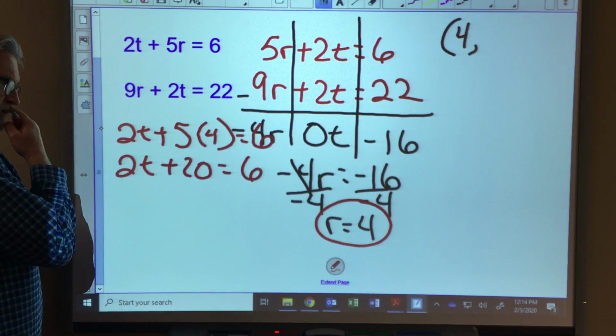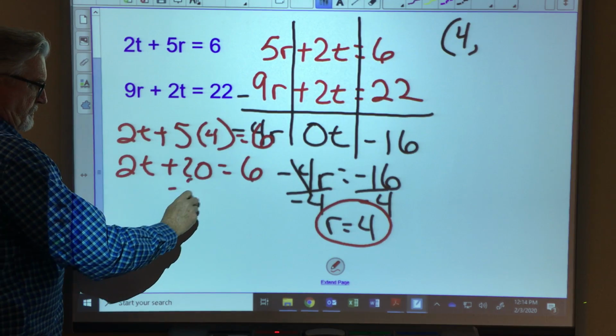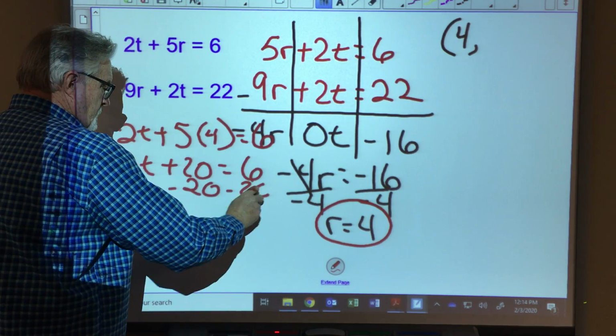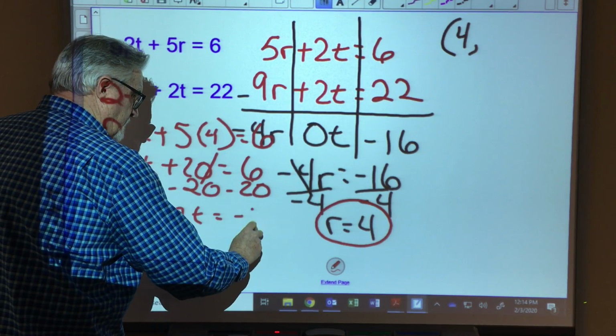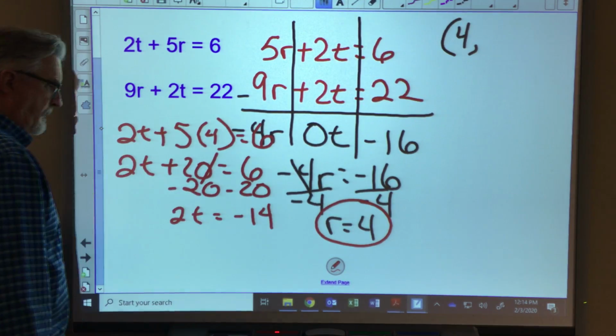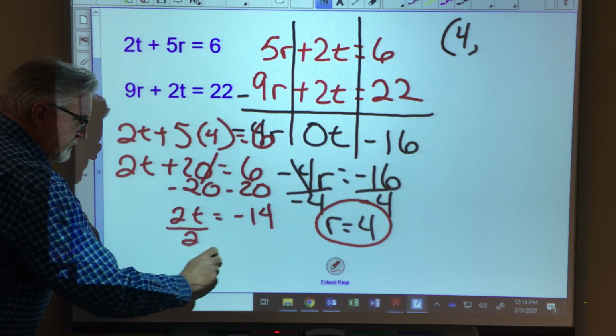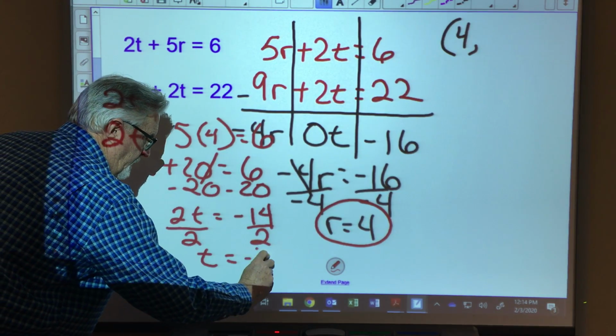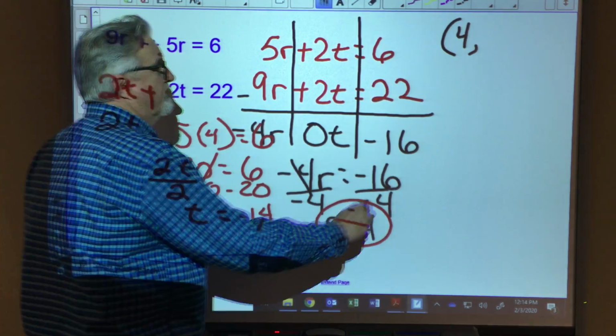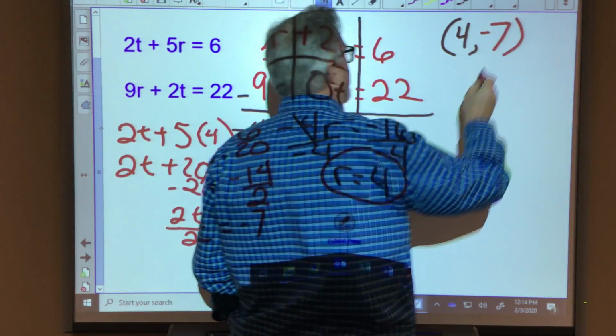I need to subtract 20 from both sides. In doing so, I get 2t is equal to negative 14. Divide both sides by 2, and I get t is equal to negative 7. So we've got a negative 7 here.